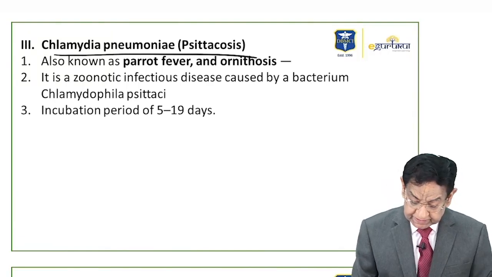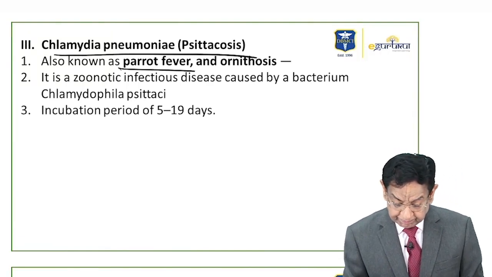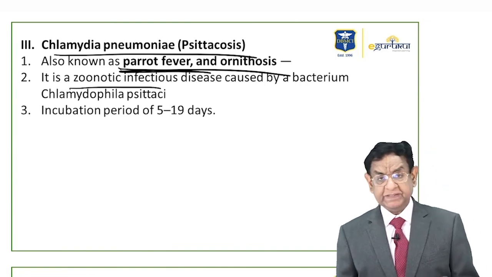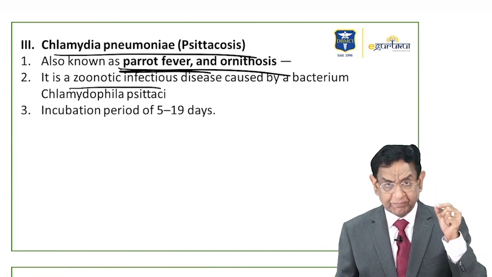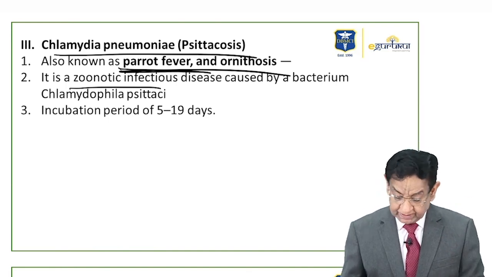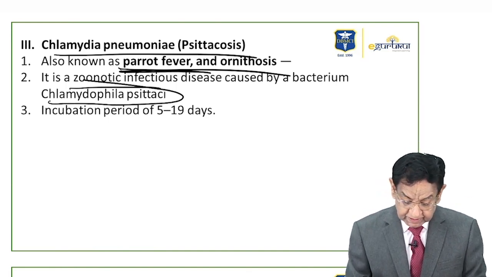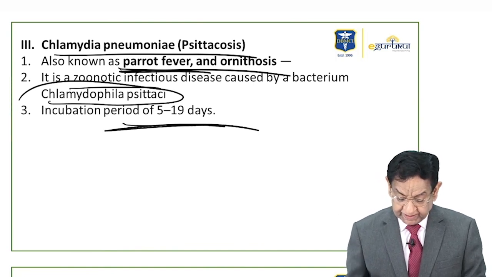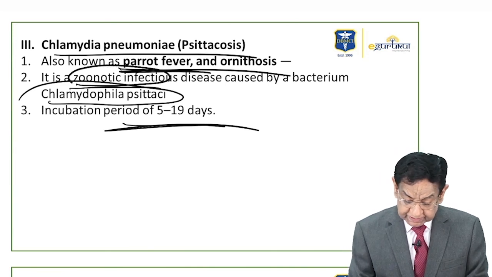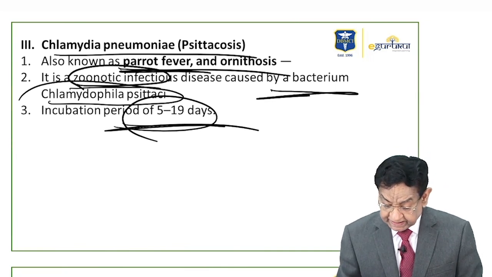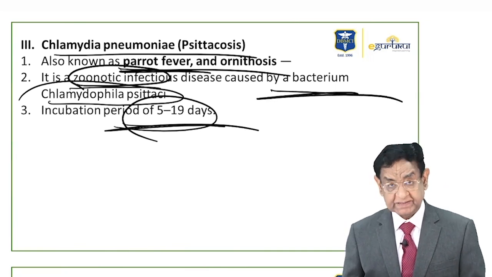Chlamydia pneumonia is psittacosis, also known as parrot fever. Okay, it's a zoonotic disease. Zoonotic disease means it is something human beings get from animals. It is caused by bacteria, Chlamydophila psittaci, and the incubation period is 5 to 19 days. So the keyword is zoonotic disease, and the incubation period is about 5 to 19 days. It is a bacterial infection by Chlamydophila psittaci.